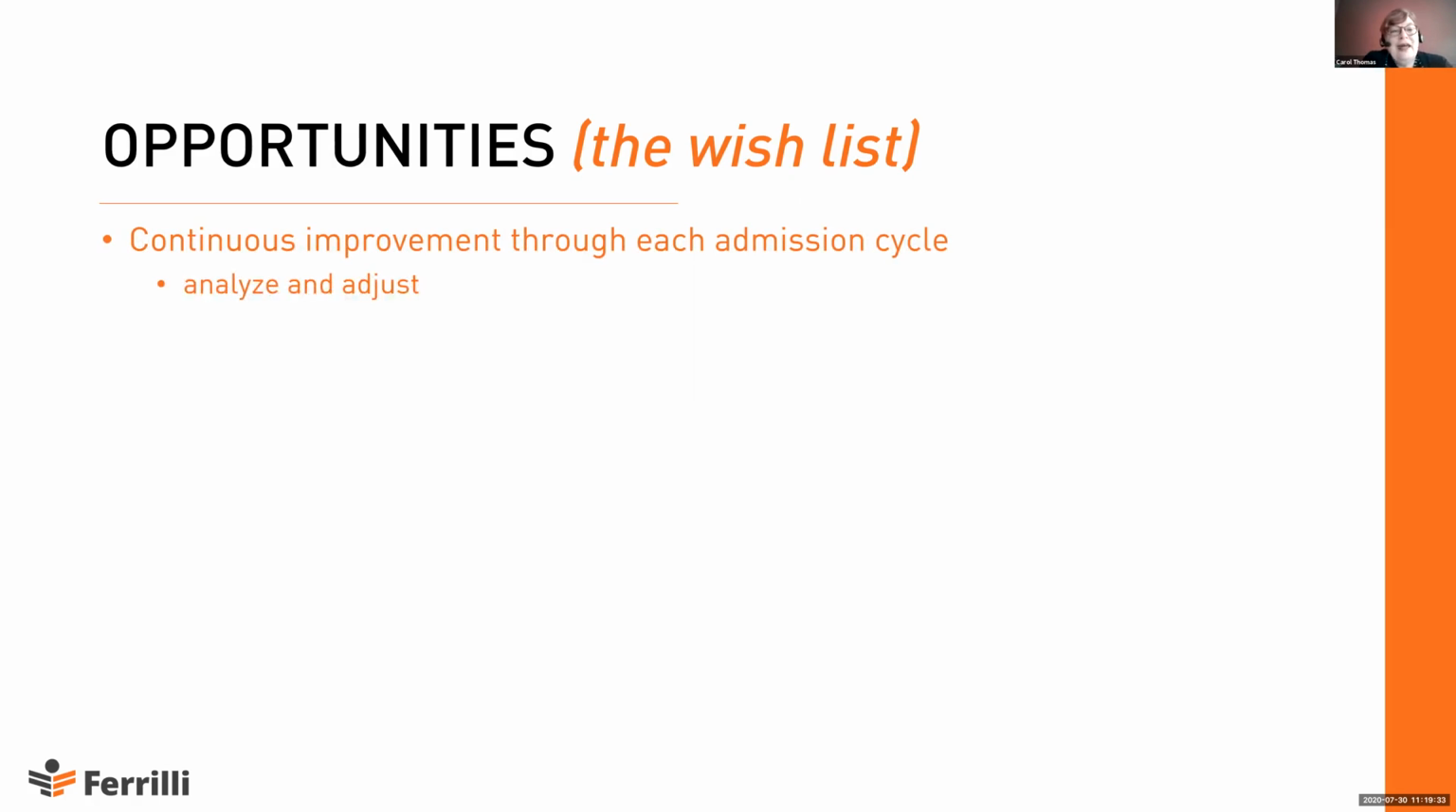But what we find is that those opportunities can often come in the form of continuous improvement through each admission cycle. At the end of one admission cycle, reviewing what worked well, what did not work well, analyzing and adjusting, or within a cycle, recognizing a problem and doing the same thing. Mid-cycle corrections and adjustments would demonstrate agility, which is always an opportunity.